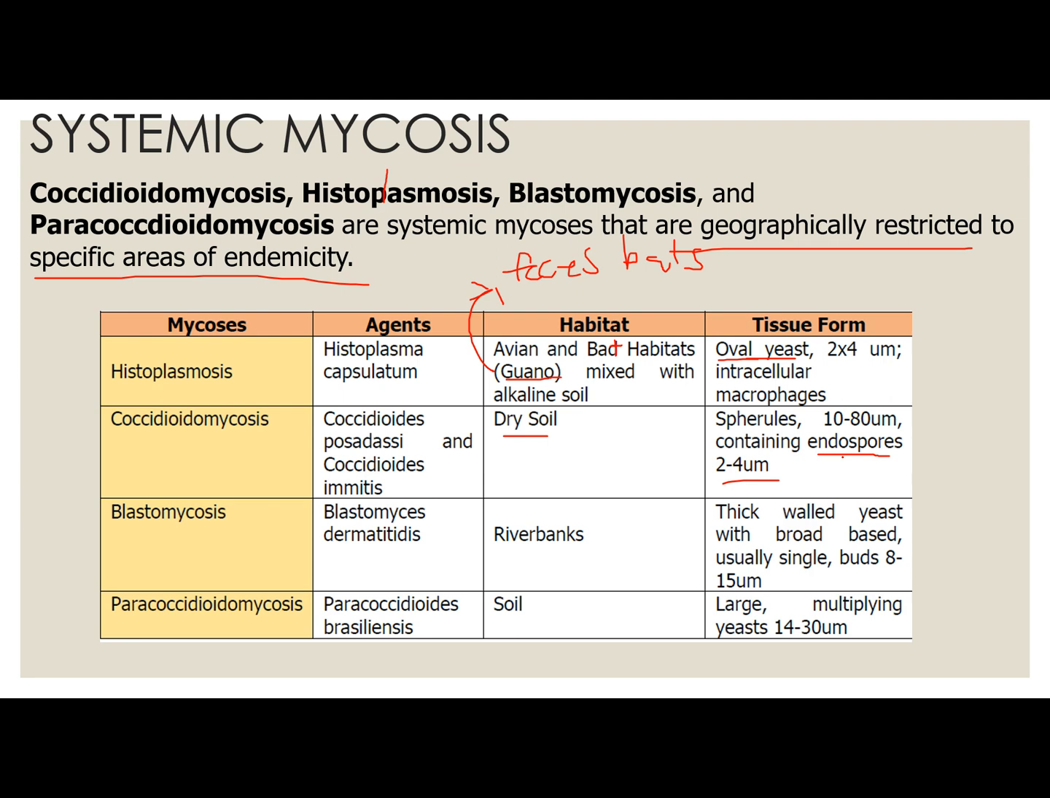Then we have your blastomycosis. Now, blastomycosis, class, is caused by Blastomyces dermatitidis. Habitat is river banks. The tissue form, class, is a thick-walled yeast with a broad base, usually single and budding, 8 to 15 micrometer. Then we have your Paracoccidioidomycosis. This is caused by your Paracoccidioides brasiliensis. Its habitat is the soil. The tissue form is that they appear as large multiplying yeast, 14 to 30 micrometer in size.